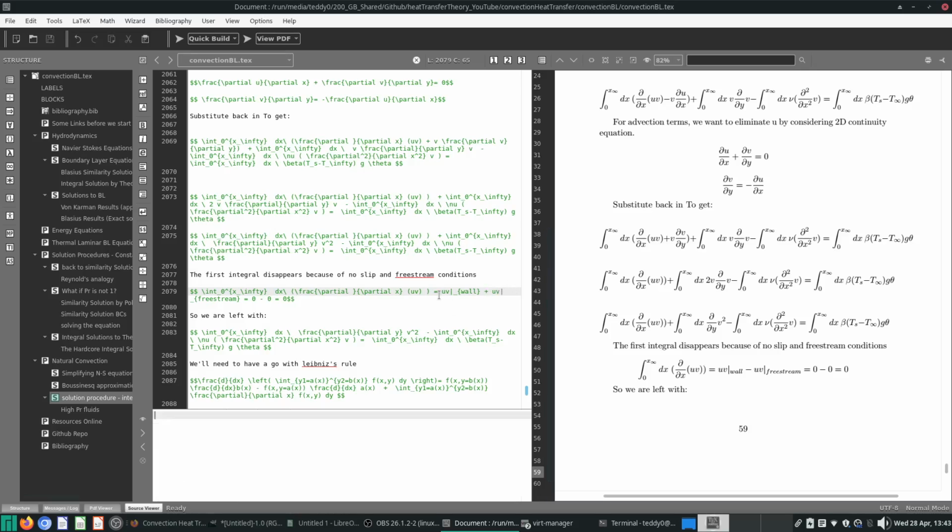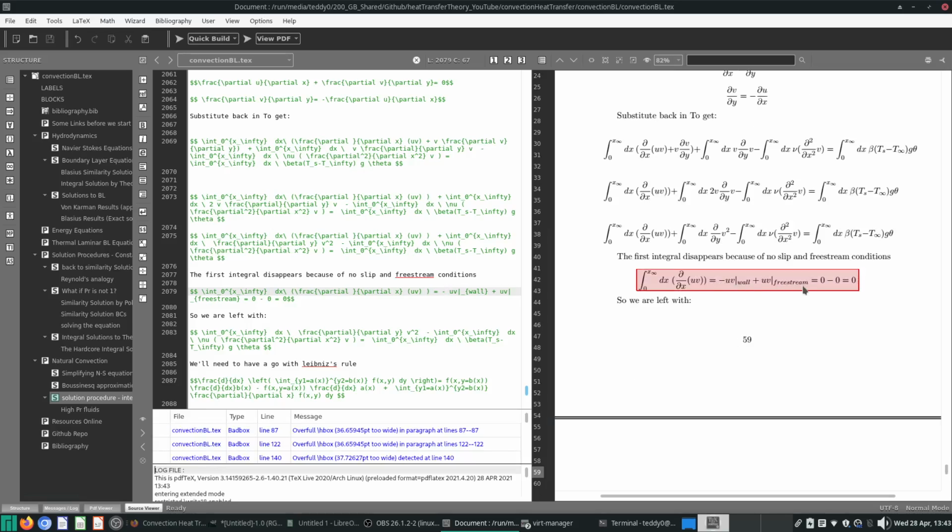Okay, this should be right. But either way, it will still drop out to 0. Minus uv wall plus uv u stream equals 0 minus 0, and that's just 0, because in the free stream we don't have any significant velocity compared with the other terms. Of course, this should be very much 0.